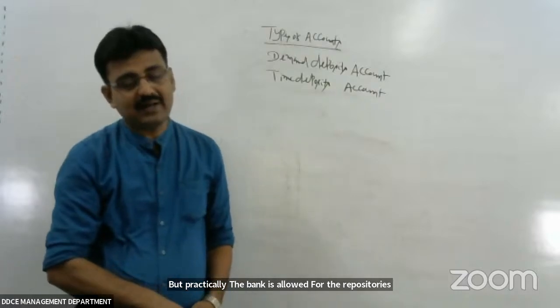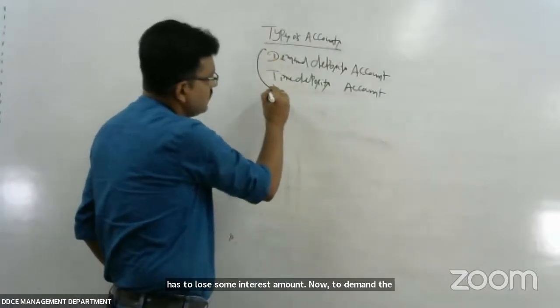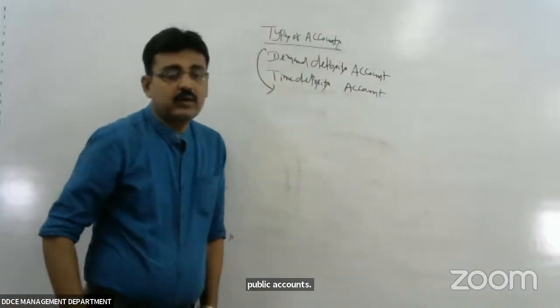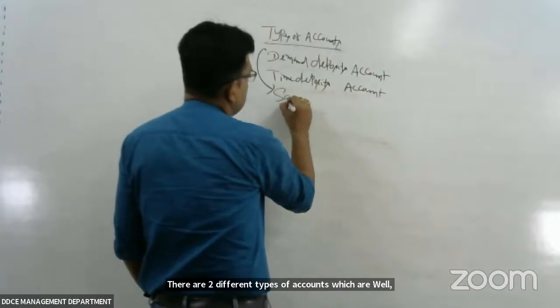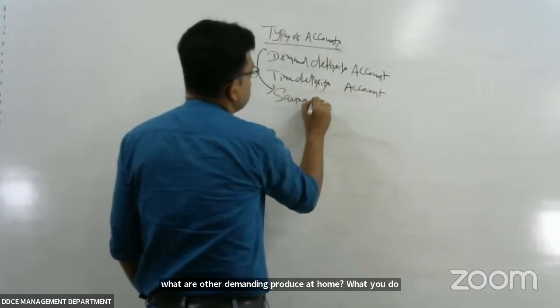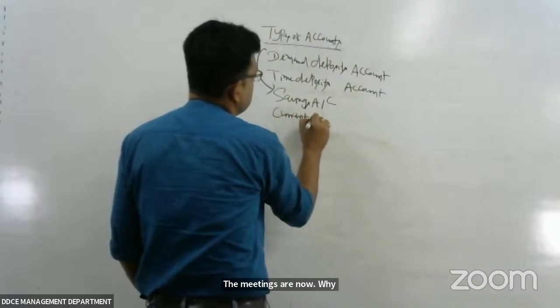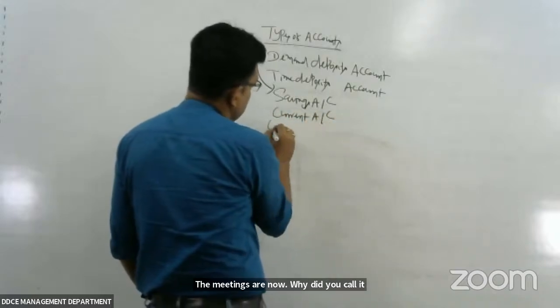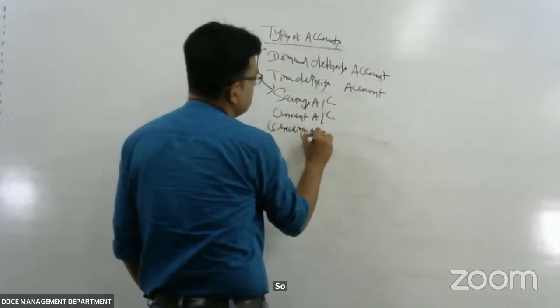Now coming to demand deposit accounts, there are two different types of accounts which are covered under the demand deposit account. One is your savings account, and the other is your current account. Sometimes current account is also known as your checking account. Yes, sir. Correct.